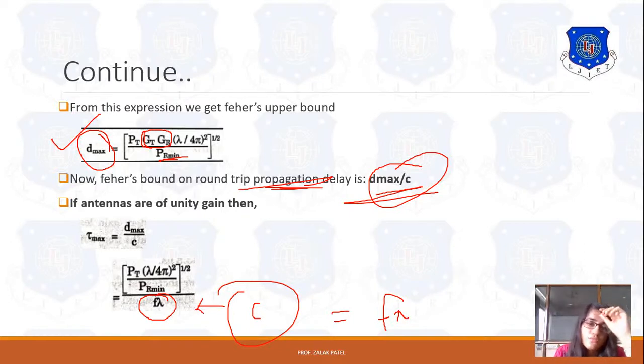So this question is most important from this unit. It can be asked in 5 marks or 7 marks. So the basic function, or objective, of this Fayer's bound is to calculate the worst case delay.